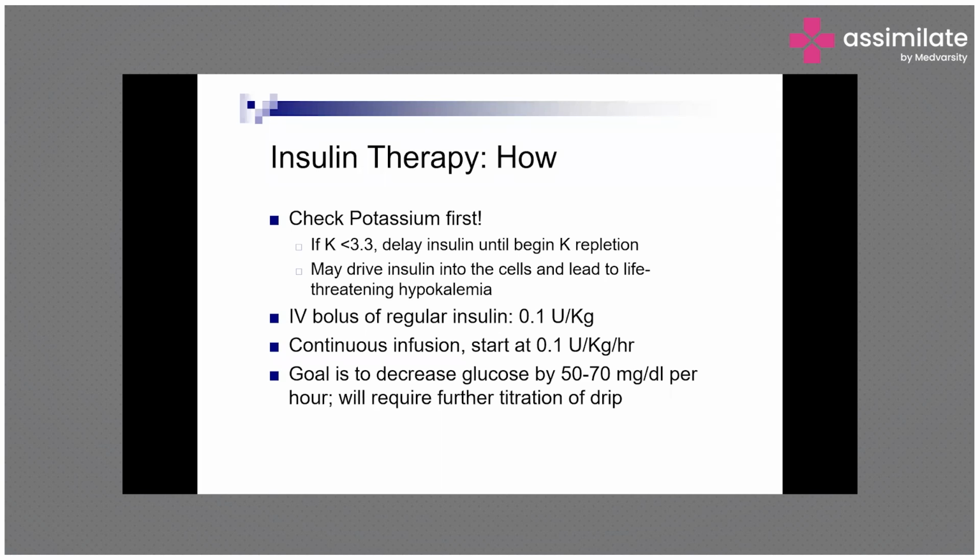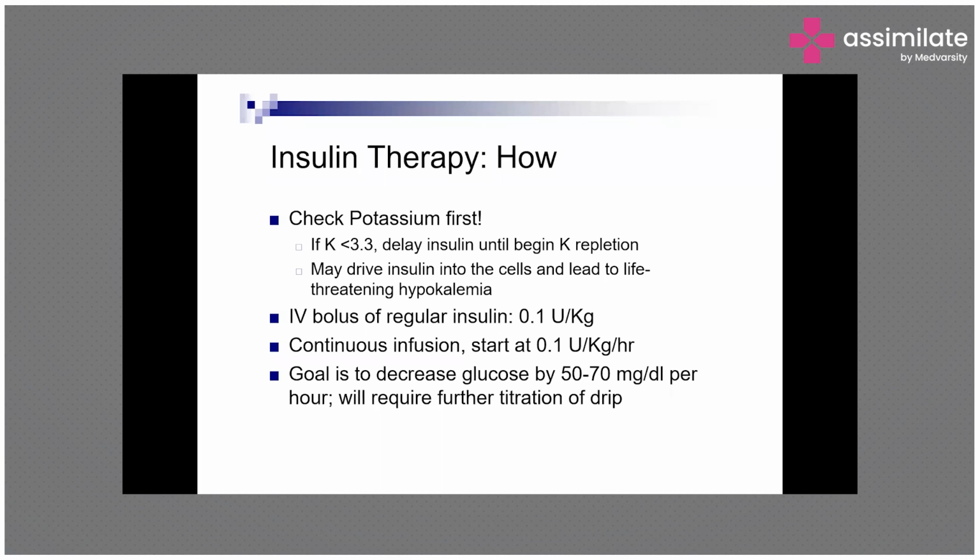The initial insulin should be a bolus of 0.1 unit per kg. So if the patient is 50 kg, the initial bolus will be 5 units IV bolus upfront. If it is 60 kilos, 6 units. If it is 80 kilos, you can give an 8 unit bolus immediately. And then we have to start a continuous infusion at 0.1 unit per kg per hour. So if you have given a 5 unit bolus, then start a 5 unit per hour infusion.